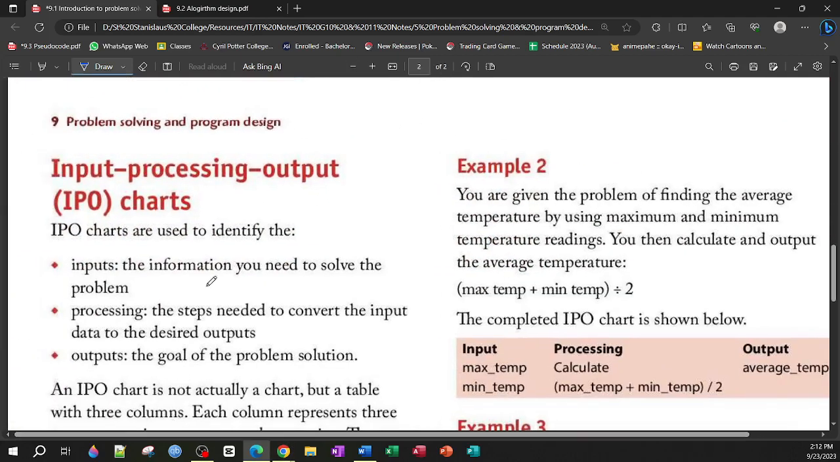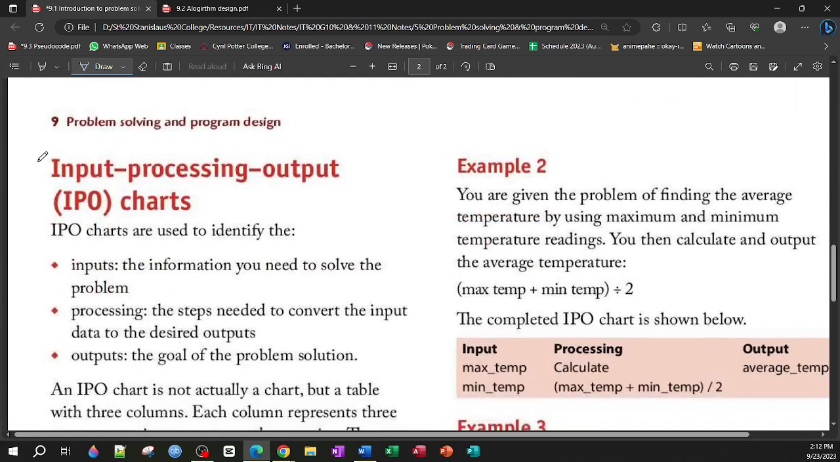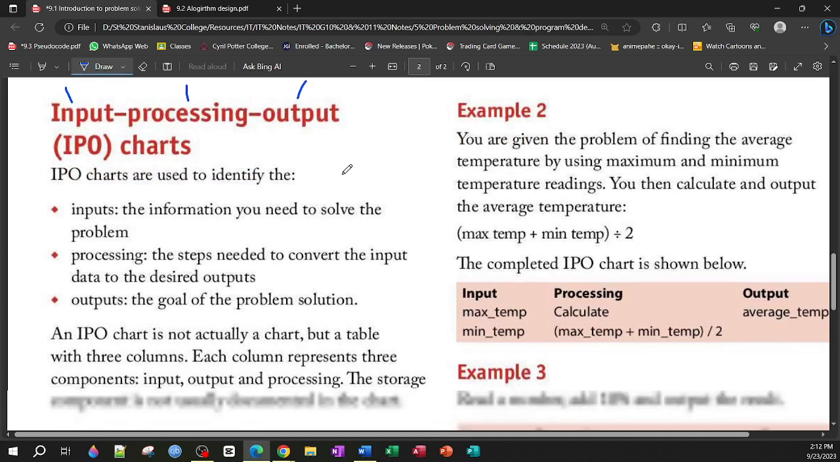Now, before you actually create an algorithm, we're gonna move past these first three steps and jump to designing the algorithm. Step number 4. But before we actually do step number 4, there is a step 3.5. Before you design the algorithm, you should create what is called an IPO chart. And the IPO is basically input, output, processing chart. Now, what is the IPO chart?